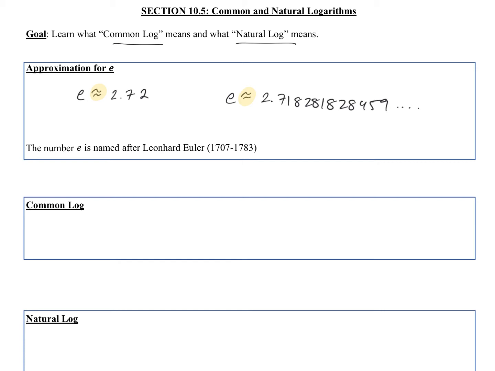Alright, and the number e is named after Leonhard Euler, who was a famous mathematician. He actually also went blind later on in life and was still doing a bunch of complex math in his head. I could not do that. I can write it down. Doing it in my head if I'm blind is a little bit harder. Anyways, he was a famous mathematician, and they named this number e to honor him.